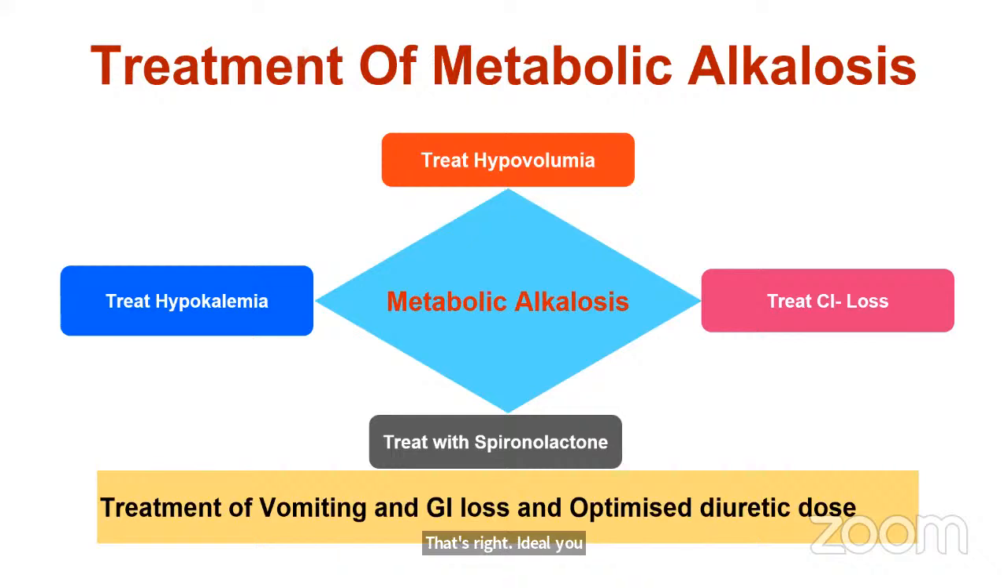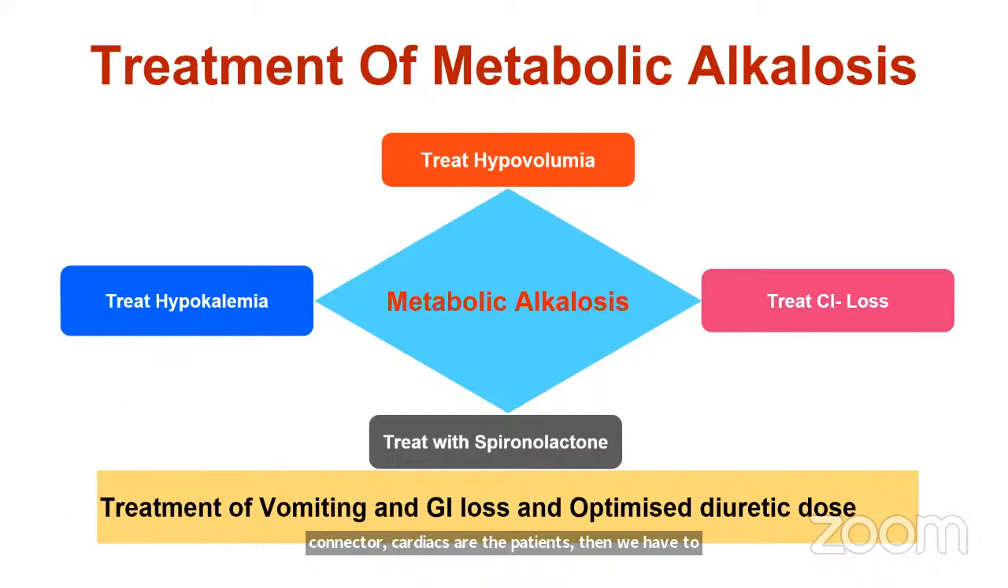We have to treat the hypokalemia if that is there. We have to treat the hypomagnesemia. We have to treat the chloride loss with sodium chloride or potassium chloride. And if it is a state of hyperaldosteronism, we can use spironolactone. We have to treat the primary causes, which is actually the GI tract or the kidney. And if we are using diuretics in congenital cardiac surgery patients, then we have to optimize the diuretics.